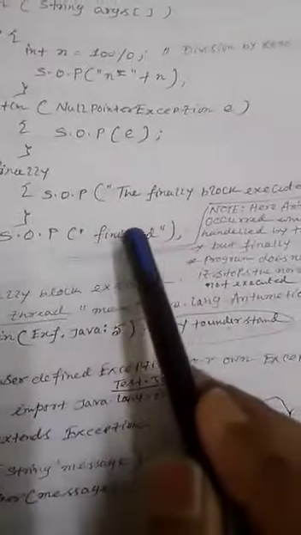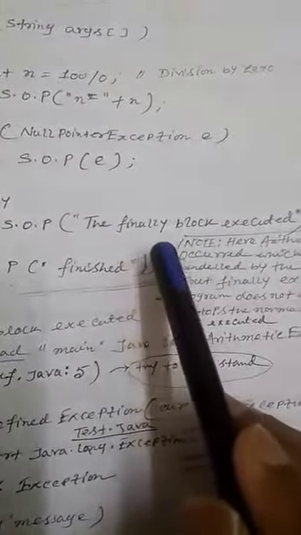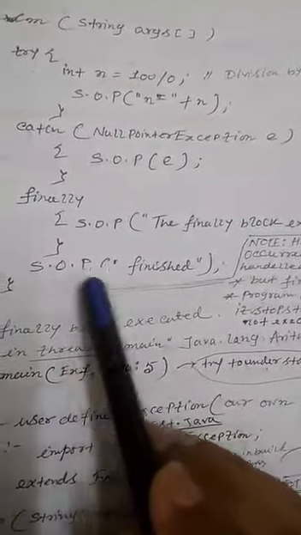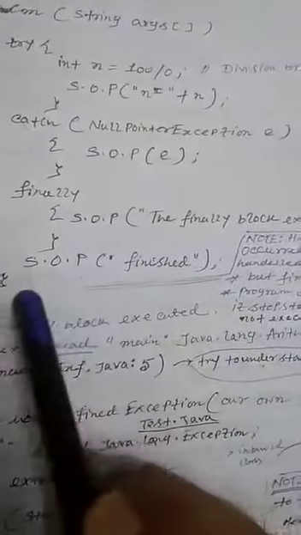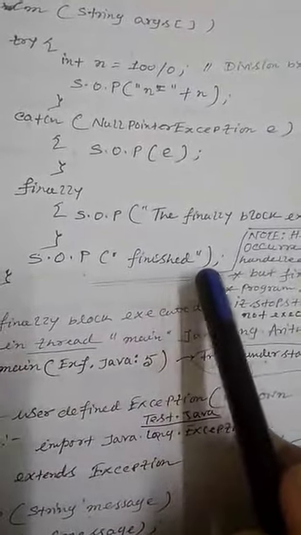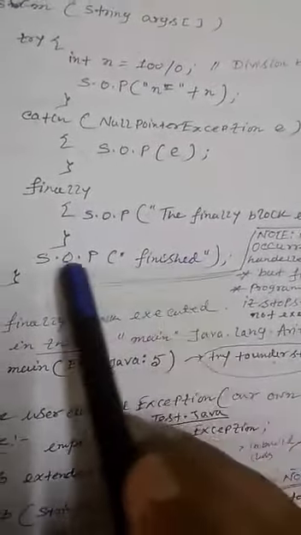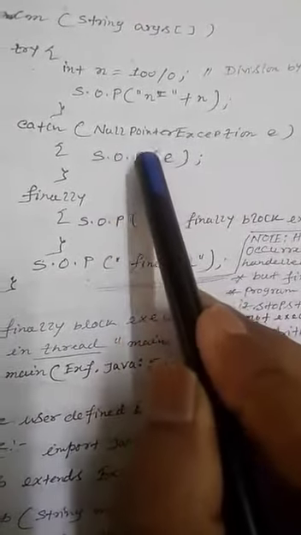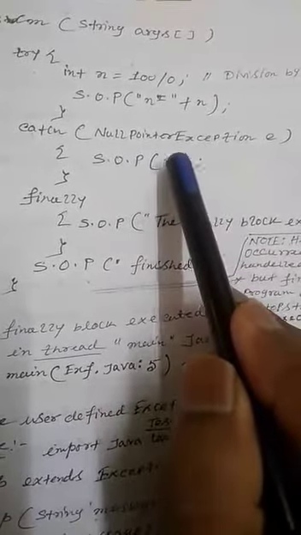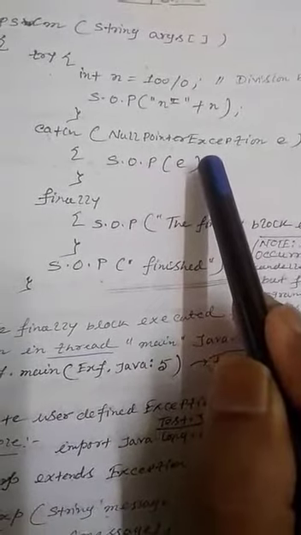So what will finally help us? SOP System.out.println, "the finally block executed", it will execute, and SOP "finished". So after this try, catch and finally block, there is another instruction, finish. Let's see whether it is going to be executed or not. What do you think? This will not be executed because there is not a specific or appropriate catch, so the exception will not be handled properly.